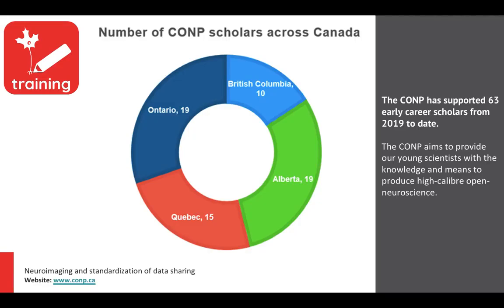On the training side, the CONP trains students in cross-disciplinary manners, so they can learn about imaging or behavior or genetics, so the geneticists can work with people in an imaging lab, and they can get cross-trained so that they become familiar and competent in multiple different domains rather than being siloed. And at this point we have trained over 63 different CONP scholars.